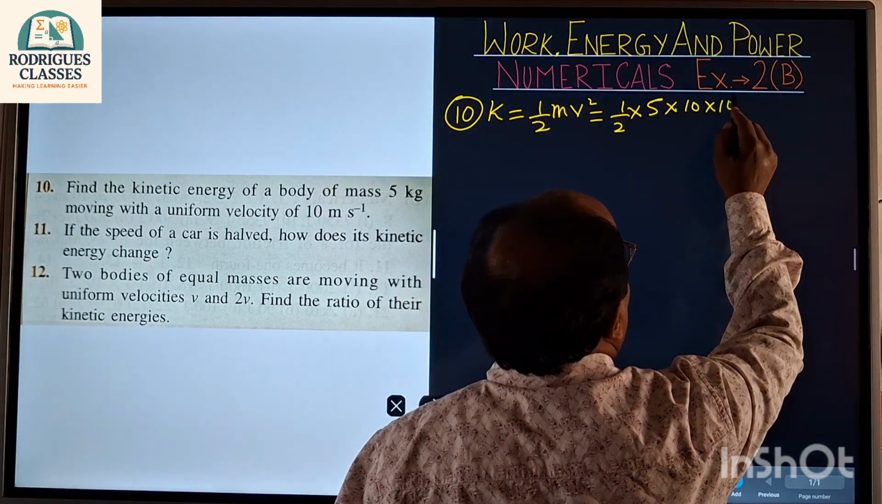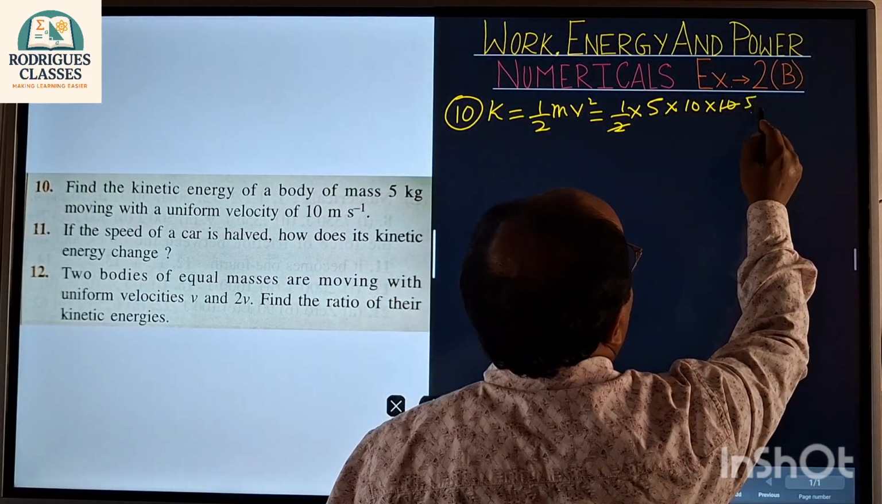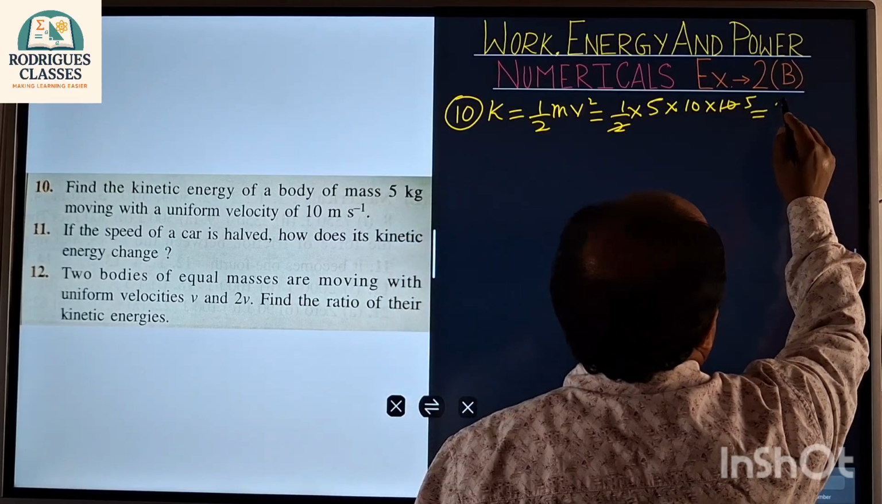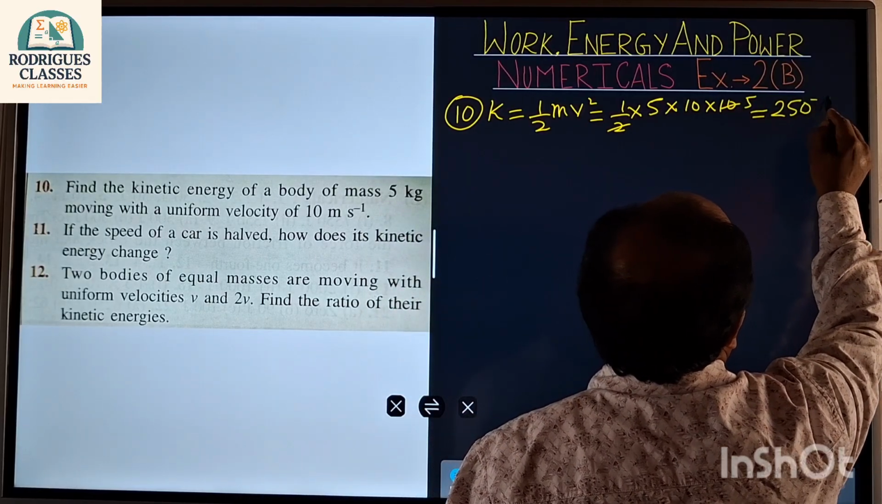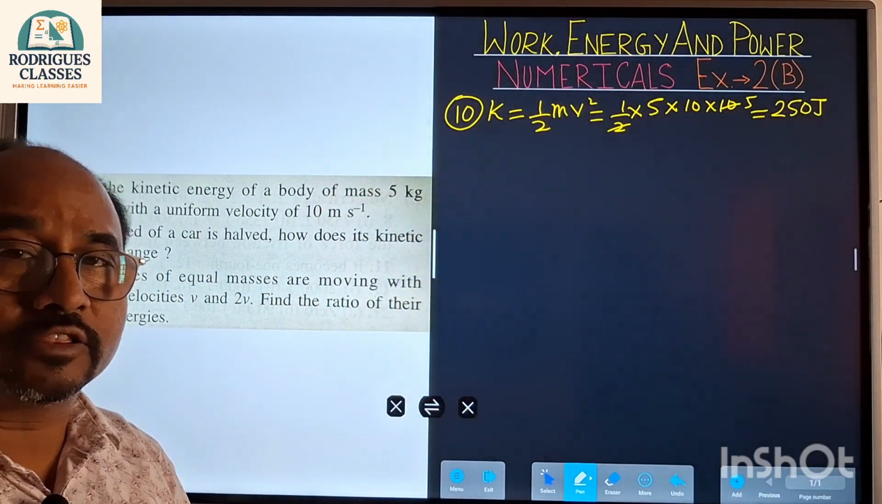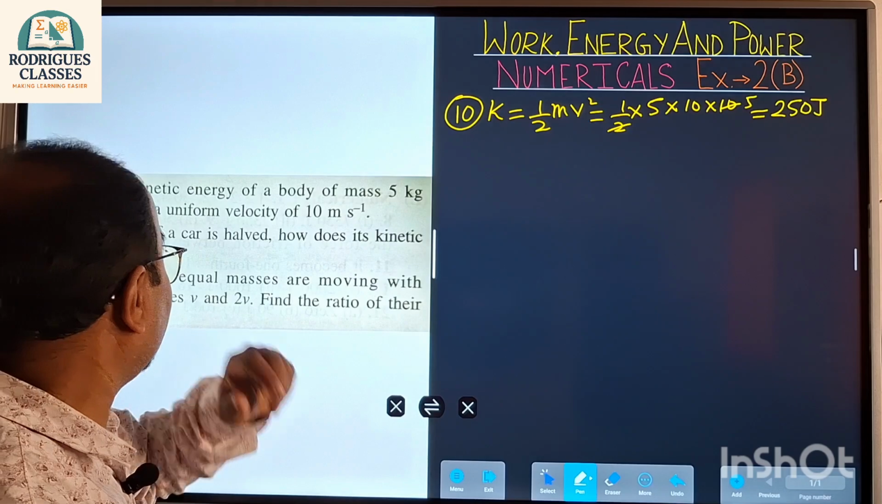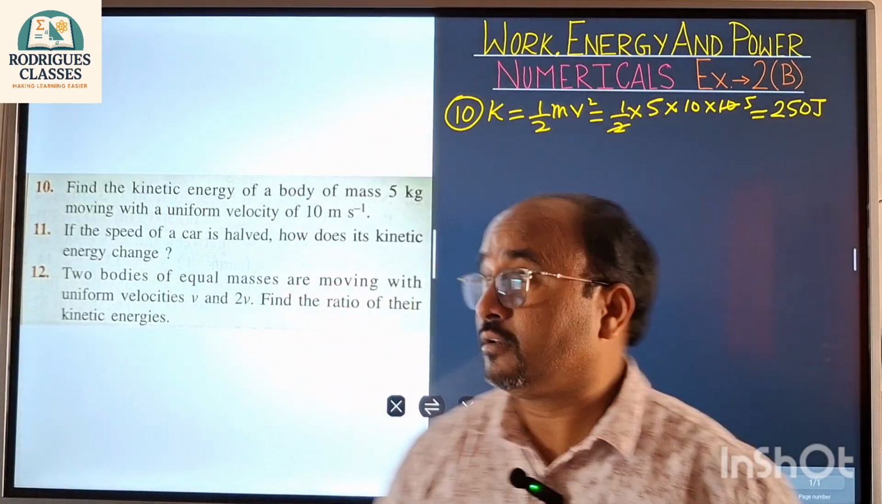So I do 10 into 10. So I can cancel this 5 times. And so 5 5s are 25. I get it as 250 joule. Okay, this is the answer of the 10th numerical, which was a direct numerical. So let us come now to question number 11.